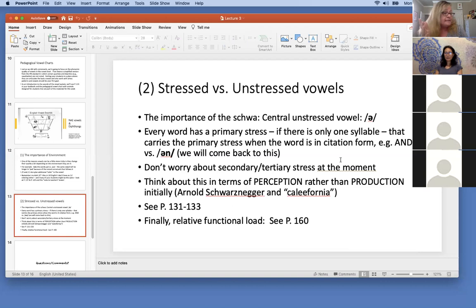To get into that, you want to have a look at the reduced vowel section, which is on pages 131 to 133. Okay.